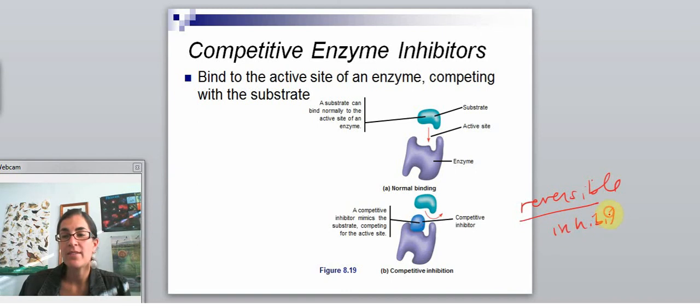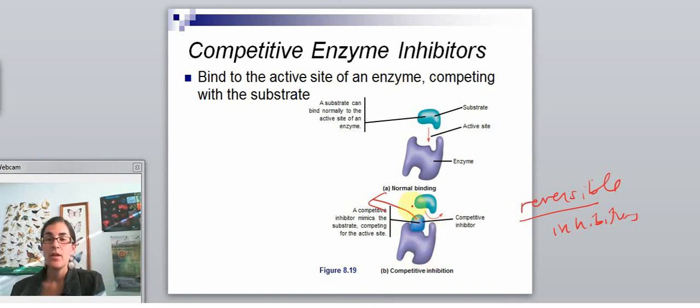And so that means that eventually this guy will float away. And once he floats away, then the substrate will be able to get into that active site and a reaction can occur. But again, the competitive inhibitor will slow it down as long as it's in that active site. So again, before I move on to the next slide, I just want to remind you, this is what my active site looks like. That's what my substrate looks like.